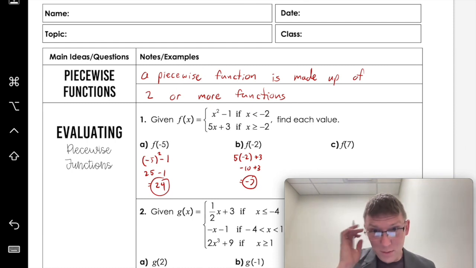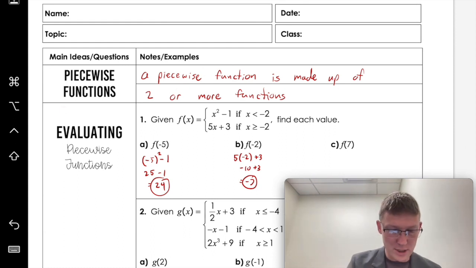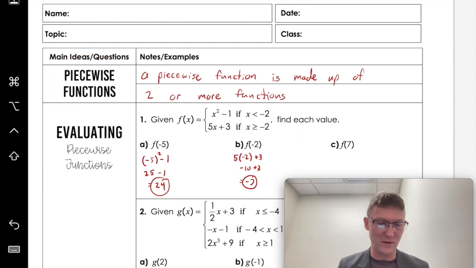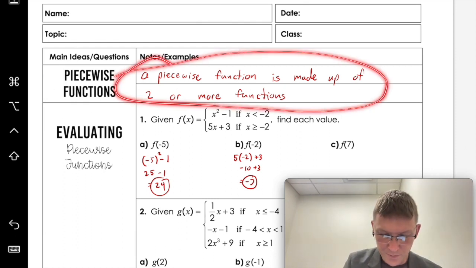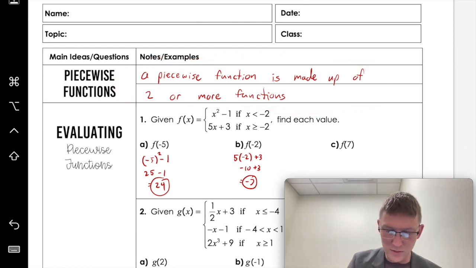But anyway, welcome to 3.1, first section in chapter 3. And we're going to talk about these piecewise functions. And that's just a fancy vocabulary word for you're just going to take different sections and you're going to have a different function for each one of those sections. So here's your definition. A piecewise function is made up of two or more functions.